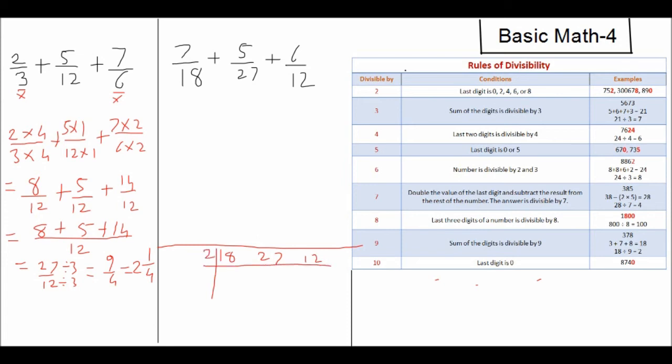2 9s are 18 and it is 2 6s are 12. Then we will continue with 2. 2 9s are 18, as it is, 2 3s are 6.